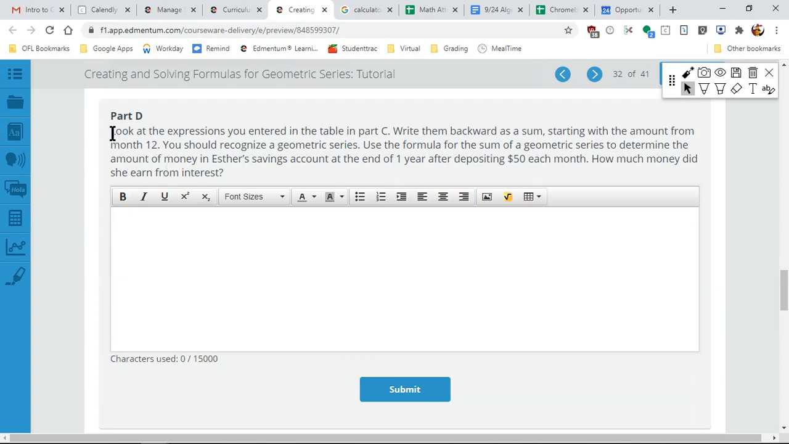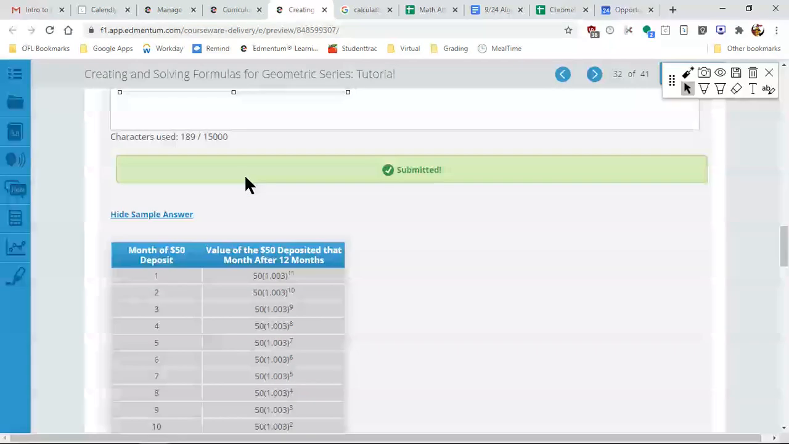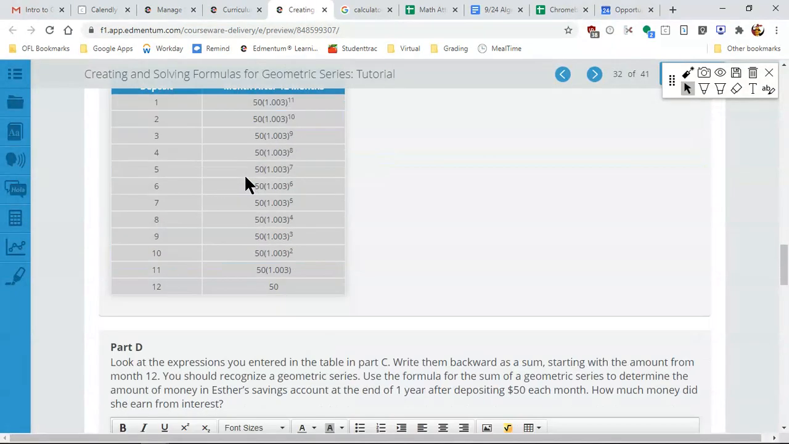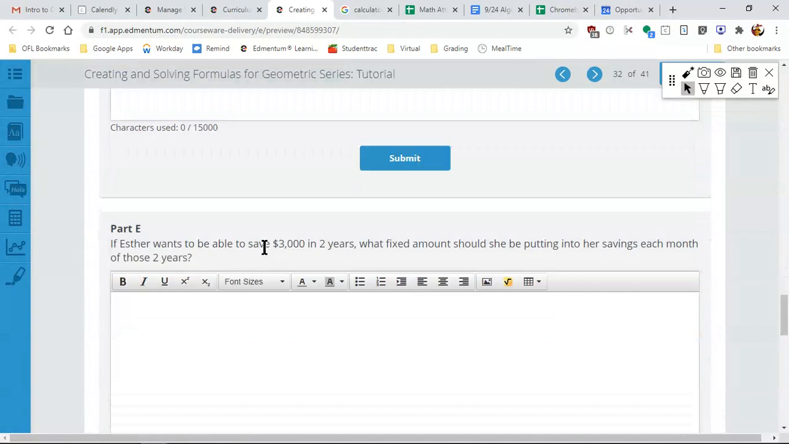All right, so look at the expressions on the chart. Write them backwards as the sum. We're not supposed to write them backwards. They were written incorrectly. Use the sum to figure this out. So they want us to like add this all up. How much money did she earn from interest? So how much money did she earn from interest?